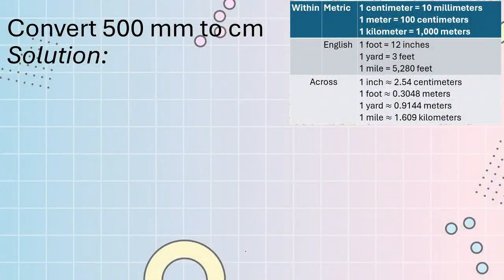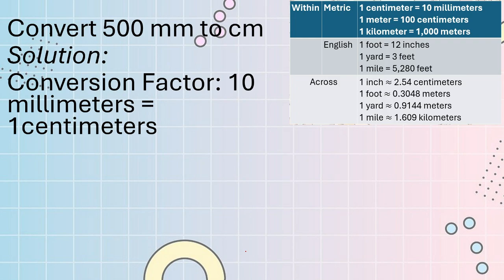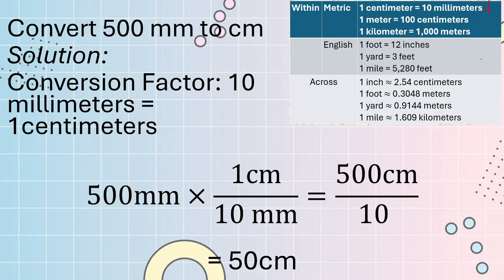Let's have 500 millimeters to centimeters. Babalik tayo. Kung makikita nyo dito, ayan. 1 centimeter is equals to 10 millimeters. So, babalik rin natin 500 millimeters to centimeters. So, 1 centimeter is equivalent to 10 millimeters.